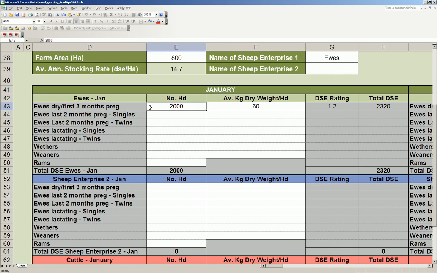So I've got my 2,000 ewes, they're 60 kilos, and their DSE rating is 1.2, and the total DSEs is 2,320. So you don't have to worry about putting in the DSE rating, the calculator does that for you once you select your weight and the number of animals you have.